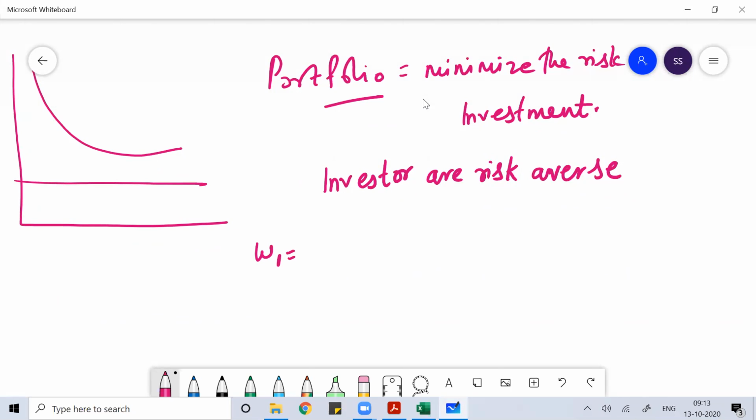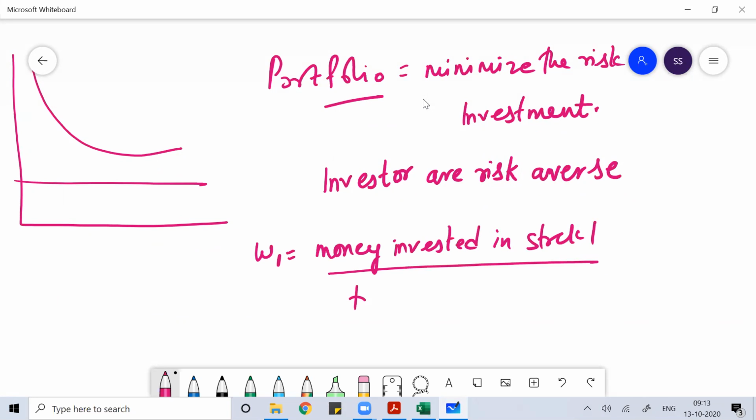Weight of one means the money invested in stock A, divided by the total investment. That is weight of 1. Okay.